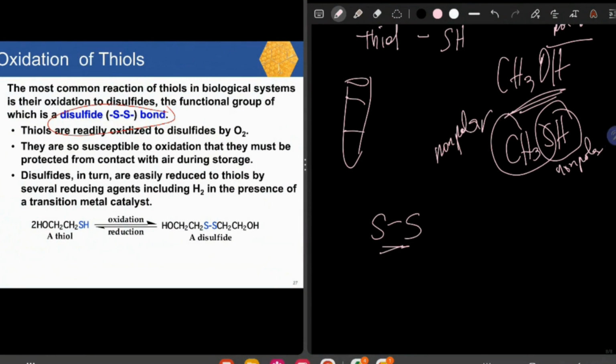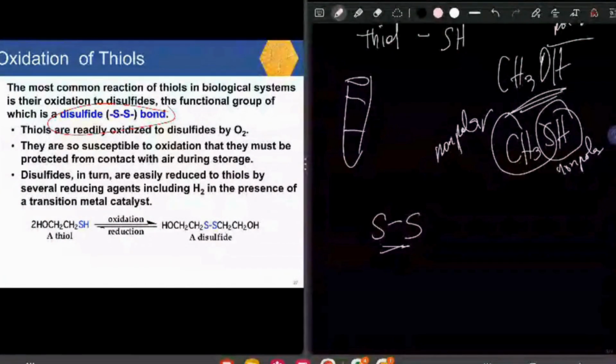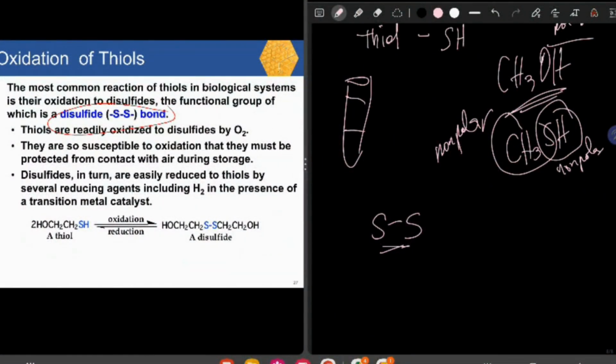Yung mga S natin kasi kaya mag-bond yan isa-isa. And that is meron sa mga buhok ninyo, lalo na kung may pagkakulot kayo. And kapag kinukulayan yan, nagkakaroon tayo ng oxidation of your disulfide bond. So thiols are readily oxidized to disulfides by your oxygen. And disulfides in turn are easily reduced to thiols by several reducing agents. Tandaan yung reducing agent ni thiol, which is hydride. Okay, thiols on oxidation can form disulfide. But when you reduce yung disulfide, it can form a thiol.